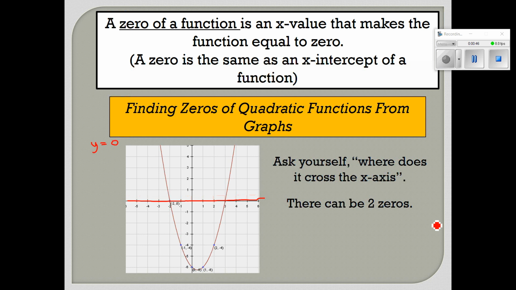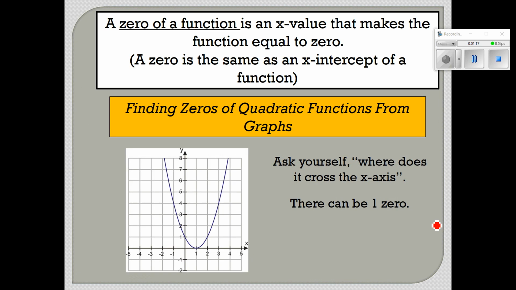Where are the zeros? So right here on this quadratic equation, the parabola, you'll see right here that it crosses the x-axis at -2, 0. And it crosses right here at 3, 0. These are called the zeros because that's when y is equal to 0, and it crosses at -2 and 3. So this one has 2 zeros. It means it crosses the x-axis at 2 places.